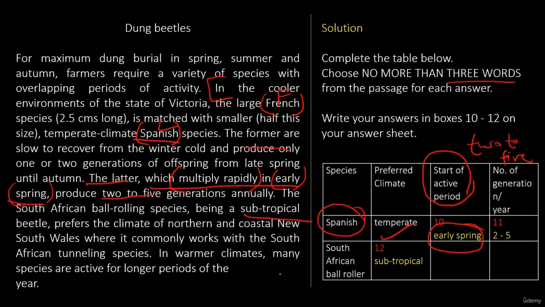See, the sequence is maintained. If you find the first information, Spanish temperate preferred climate is here. That means we have found the beginning. If we found the beginning, it's easy to continue. Now we don't have to look anywhere back from here to here. This is useless information for us because we have no answer over there.